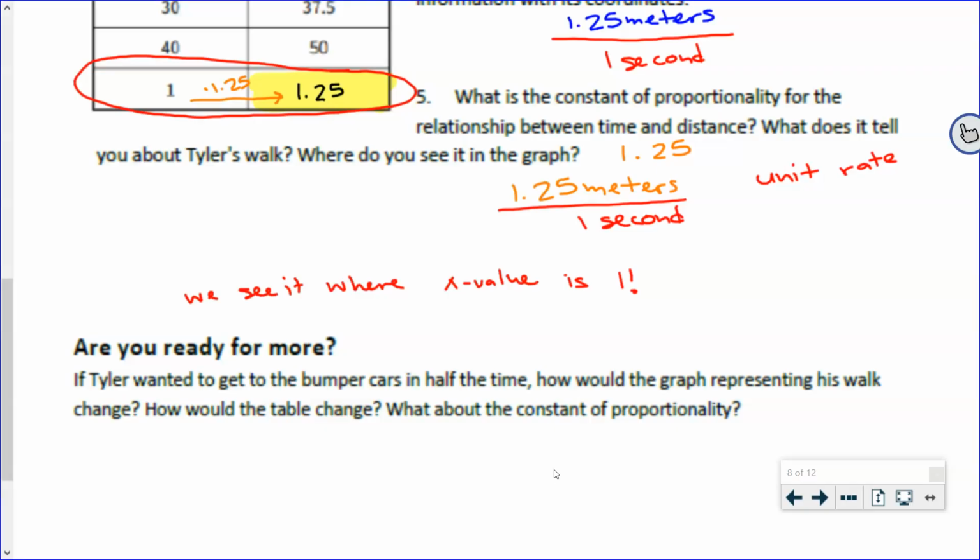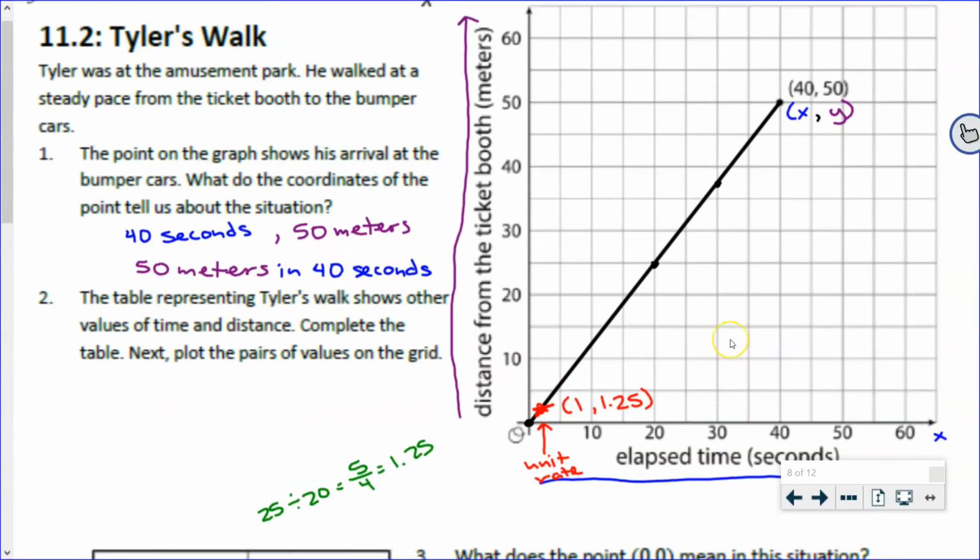So, Tyler wants to get there in half the time. How is that going to change the graph? Who wants to give it a shot? Trinity, what do you think? Depends on what you mean by everything would be in half. Let's look at the graph. How would it look different? Berkeley. We would multiply the meters by 2. You're kind of right. Because now in 1 second, instead of going 1.25, we have to go double that amount, right? So that we can get there in half the time.